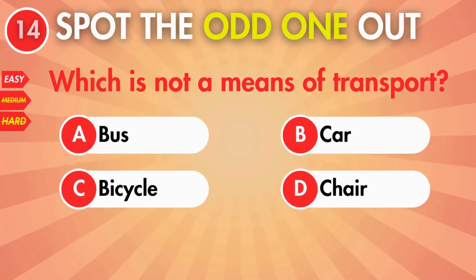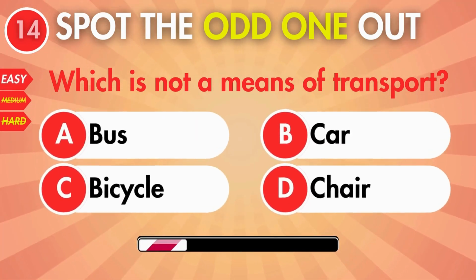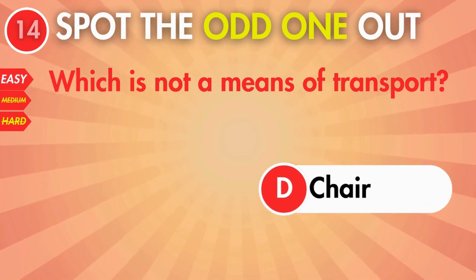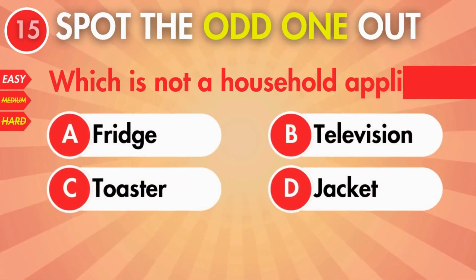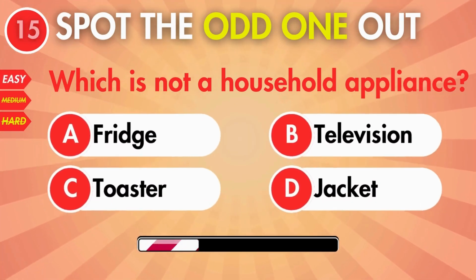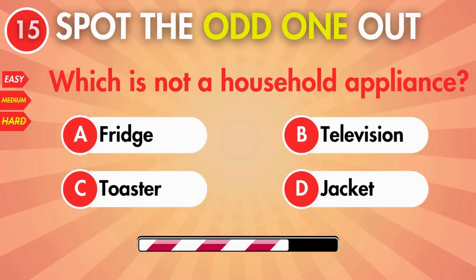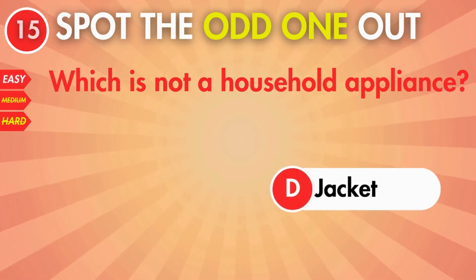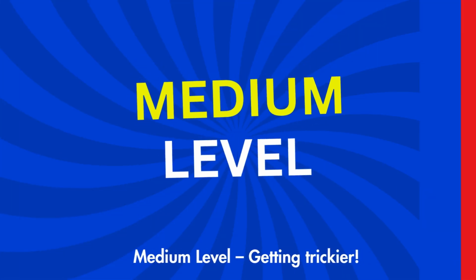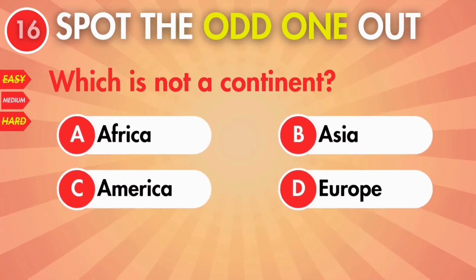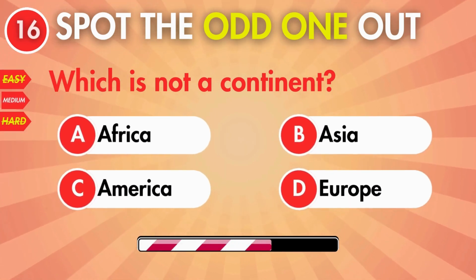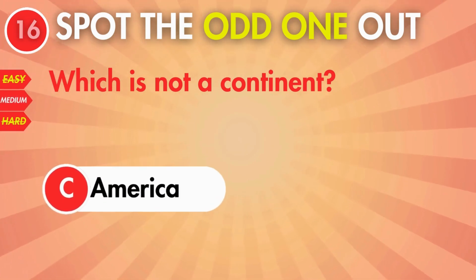Which is not a means of transport? Chair. Which is not a household appliance? Jacket. Medium level, getting trickier. Which is not a continent? America.